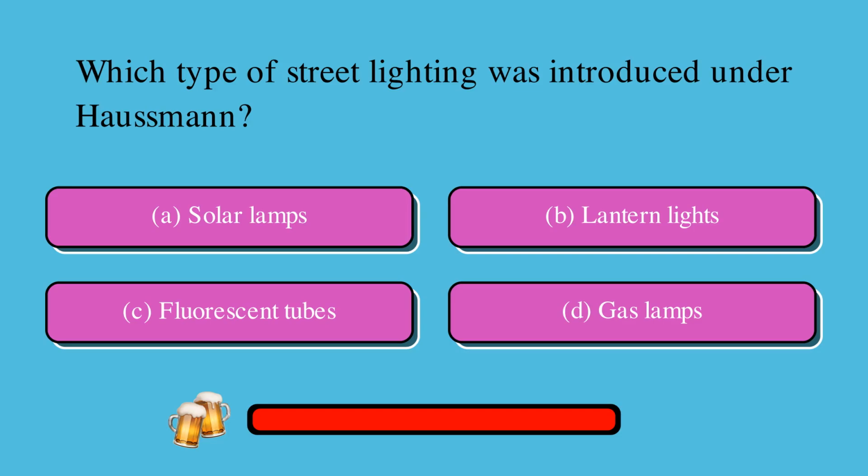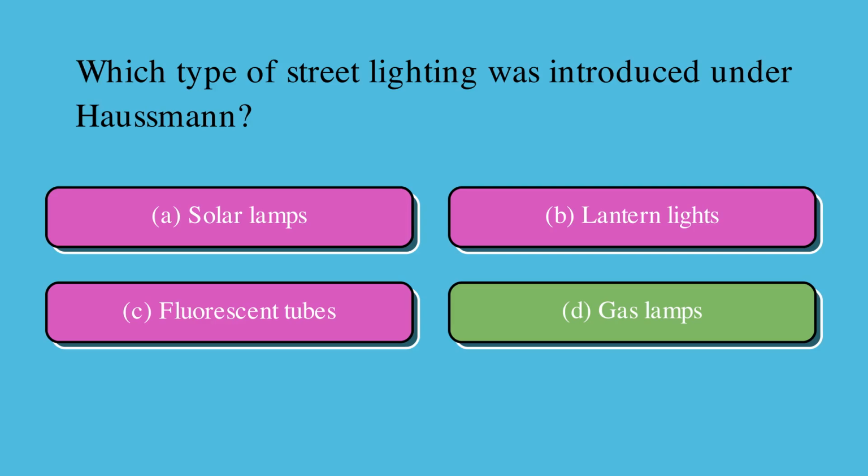Which type of street lighting was introduced under Haussmann? Is it A. Solar lamps, B. Lantern lights, C. Fluorescent tubes, or D. Gas lamps? The correct answer is gas lamps.